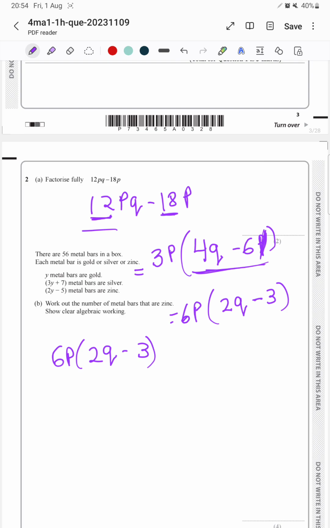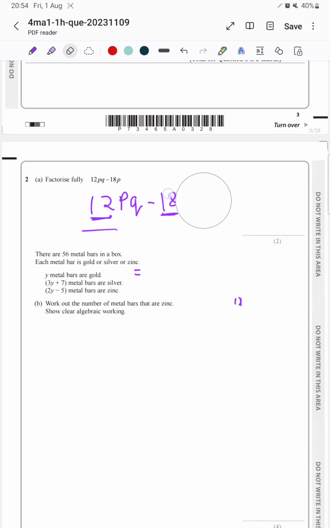But sometimes what happens, if you take 3 common, so no problem. In the next step you can take this 2 again common and it will become 6p later. Next question is, there are 56 metal bars in a box. 56 metal bars in a box. The metal bars are either gold or silver or zinc.